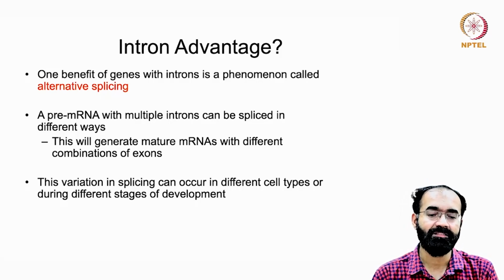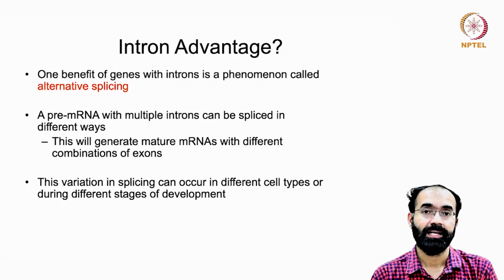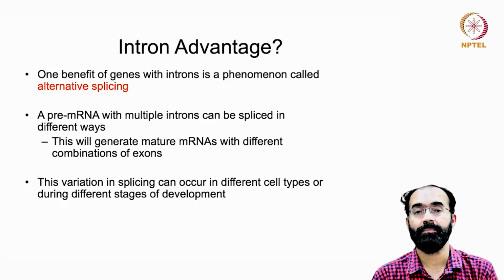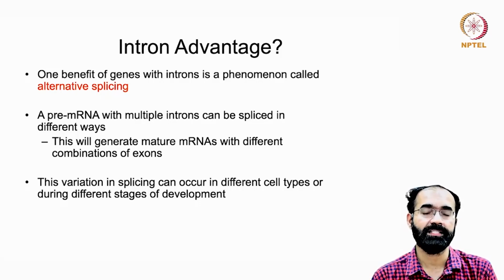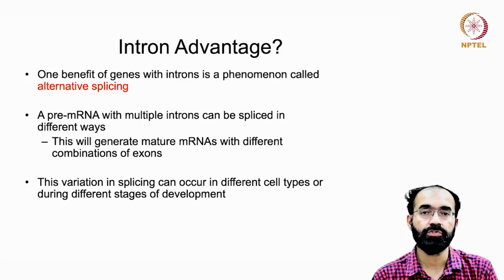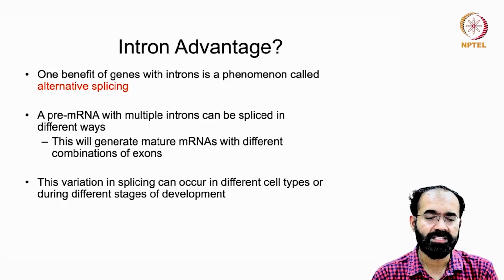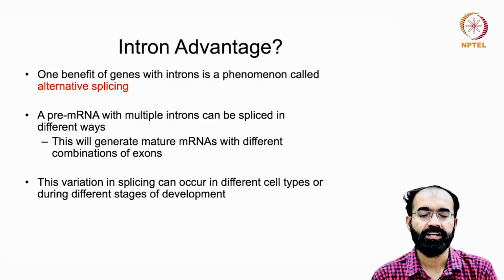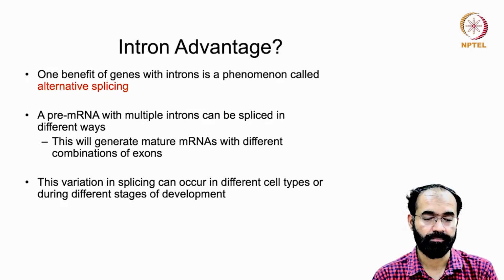A pre-mRNA with multiple introns can be spliced in different ways. If it has only one intron, you are limited with just one way of splicing. If it has 10 introns, a huge variety is possible. This will generate mature mRNAs with different combinations of exons. As long as you have different introns, it gives you the opportunity to explore different ways.